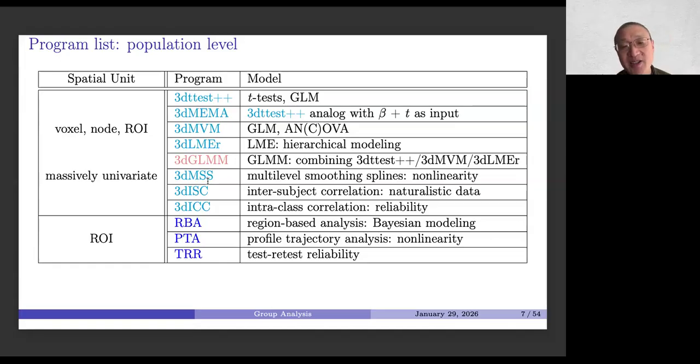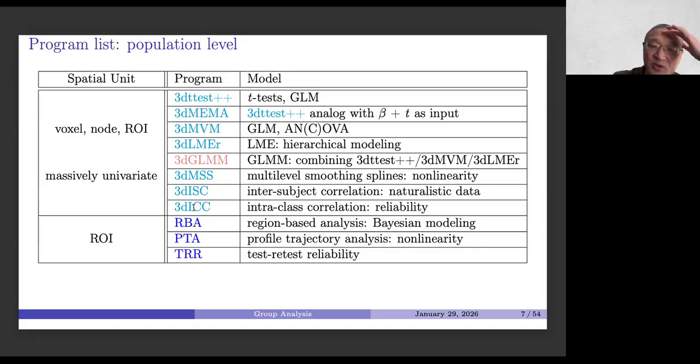Next program, 3dMSS, that's for the case where you assume there's a nonlinearity. Particularly, this program can be used if you model the hemodynamic response profile at the individual level instead of using canonical HRF. So at the group level, we would use 3dMSS to handle that scenario.